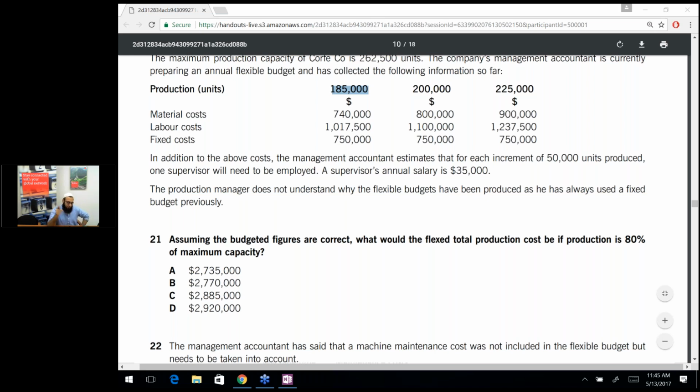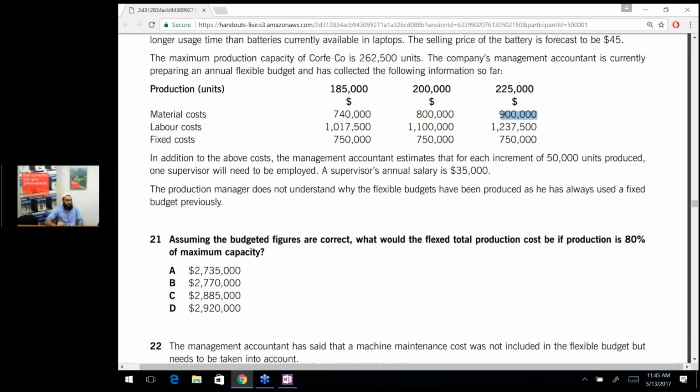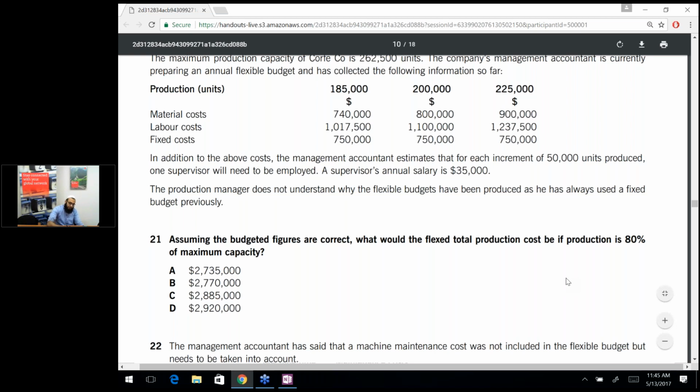Now, do the same working using 900,000 divided by 225,000. Come on, do the same working, please. Again, the answer will be 4. The same. Good. Now, if the answer per unit is constant, it is a pure variable cost. Got it?